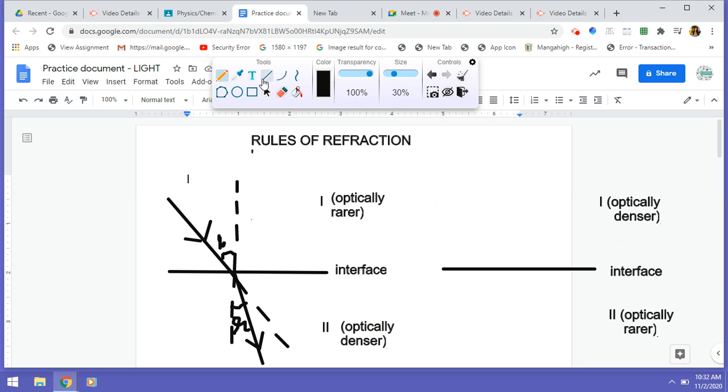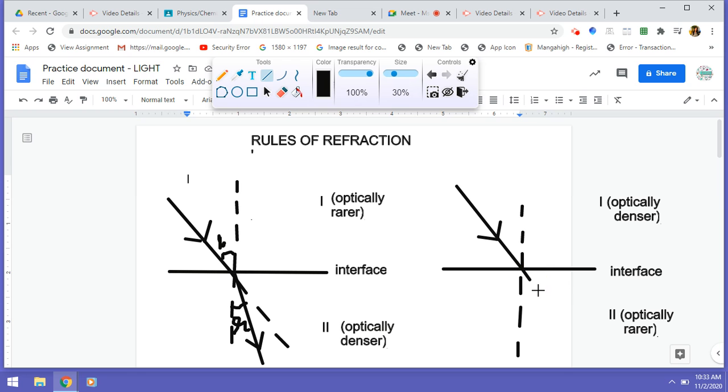If there is an incident ray of light falling obliquely at the boundary between the two media, and if it is going from optically denser to optically rarer medium, let us see how it is going to bend. First, we are going to make our normal at the point of incidence. So this is the normal. Had this ray gone straight, it would have gone like this.